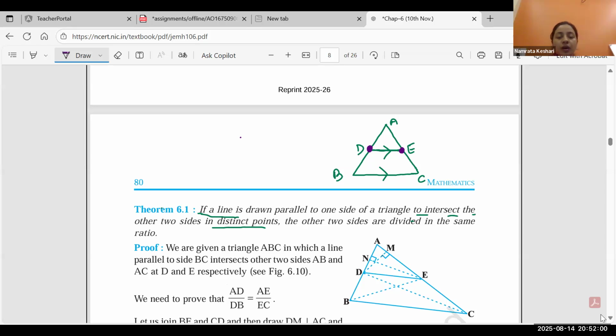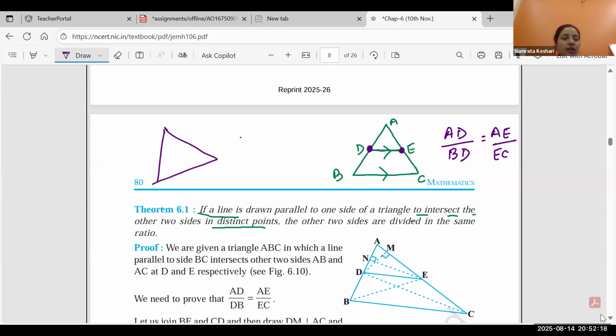Then the other two sides are divided in the same ratio. That means AD by BD is equal to AE by EC. If parallel, then the ratio will be same.